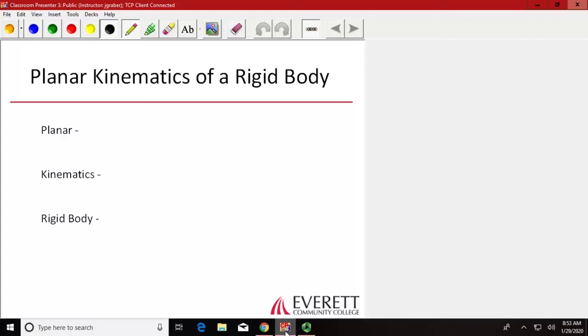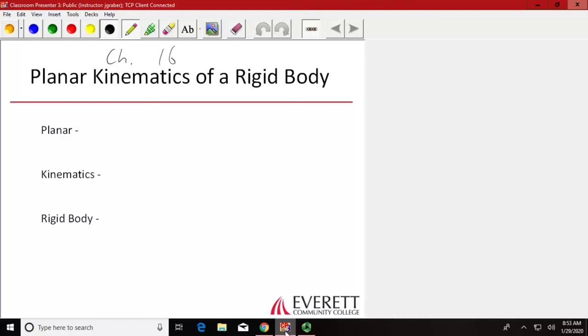The chapter title for Chapter 16 is Planar Kinetics of a Rigid Body. I always like you to know where you are in this process. If you haven't read Chapter 16 yet, please read it before lecture on Monday. It'll really help you get a good understanding of what's going on. So let's just talk about what this means.